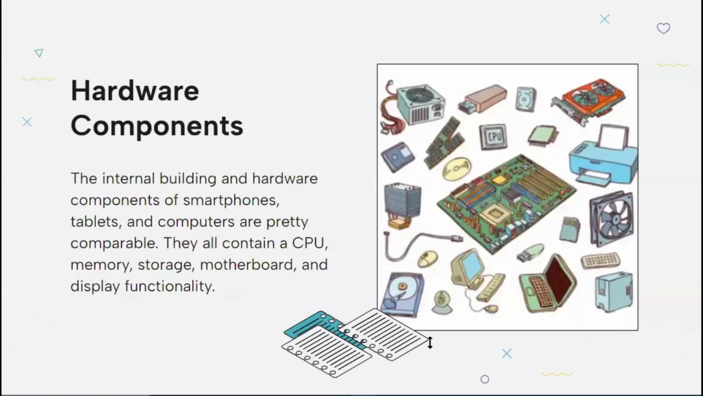Hardware components. The internal building and hardware components of smartphones, tablets, and computers are pretty comparable. They all contain a CPU, memory, storage, motherboard, and display functionality. These overlapping components essentially allow smartphones, tablets, and computers to function alike.